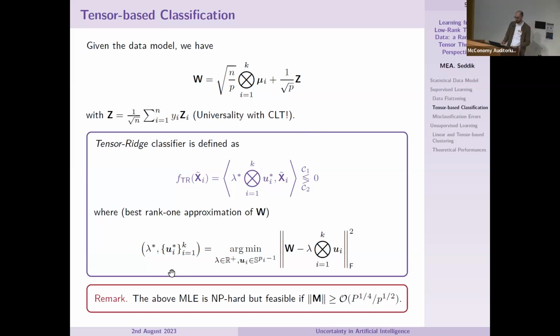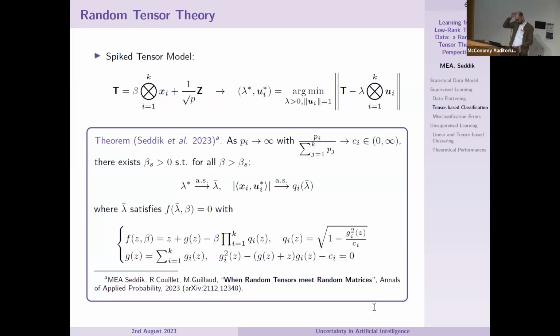One remark is that computing this best rank 1 tensor approximation is in general an NP hard problem, but we can still get a reasonable estimate under some condition. Basically, if the norm of M, the distance between the two classes, is larger than this ratio here. I put in the paper all the references corresponding to these situations.